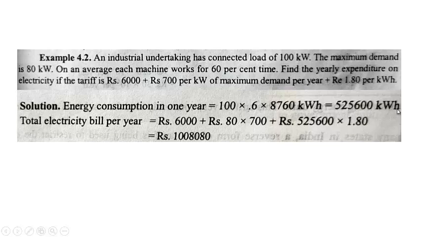5,25,600 kilowatt hours. So the total electricity bill will be equal to 6,000 multiplied by this 80 multiplied by 700, and then the total energy consumed, that is this. So it comes out to be 10 lakh 8,080 rupees. That's how this can be calculated. So this is a type of three-part tariff, or we can say Doherty type tariff.